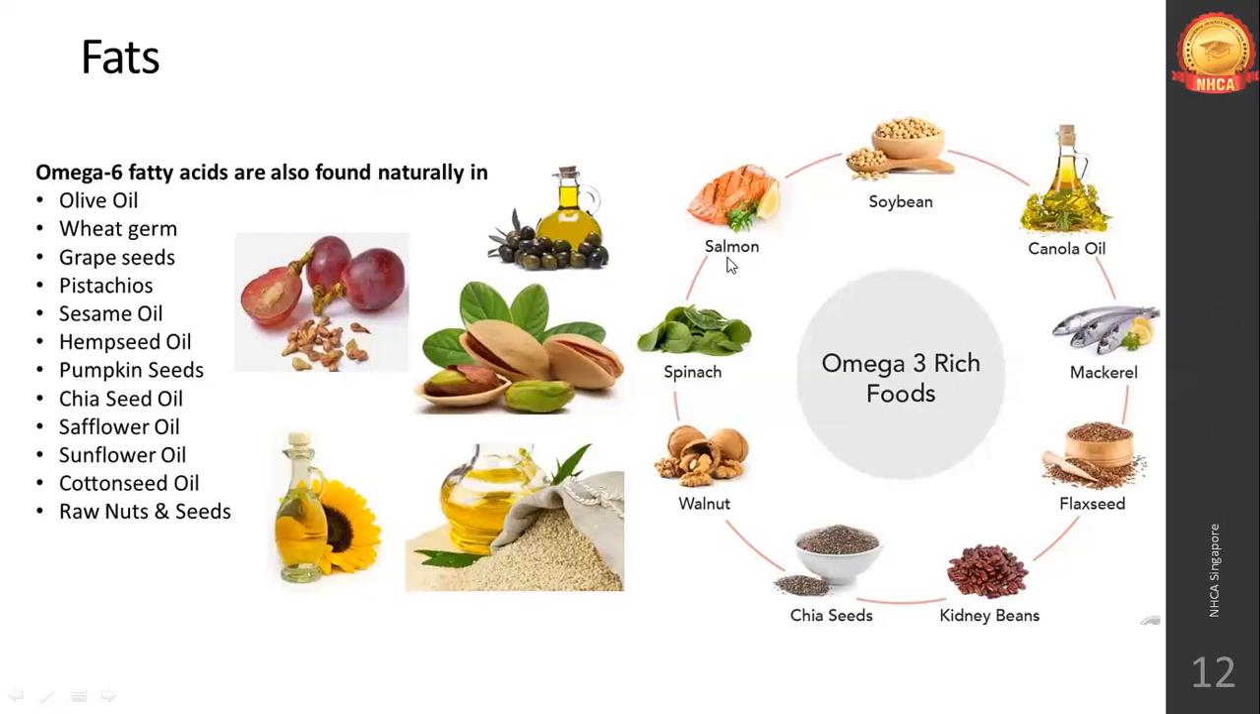Taking flax seeds on a daily basis, taking fish oil on a daily basis is a good option for maintaining your cardiovascular health.